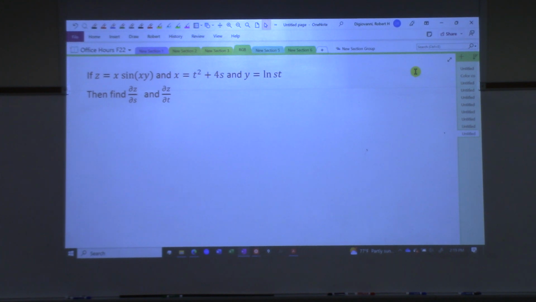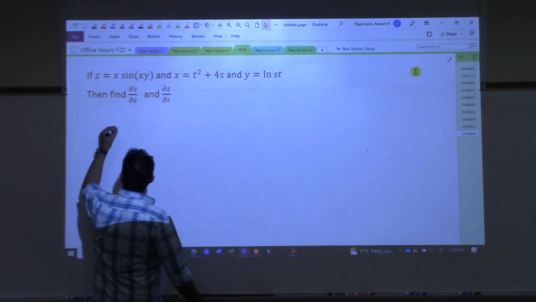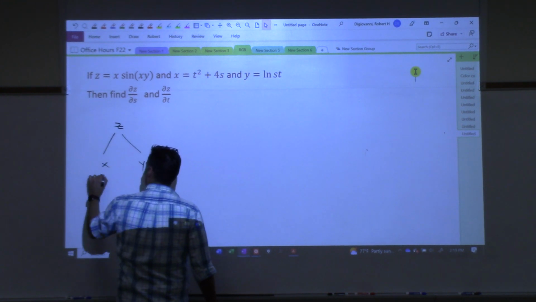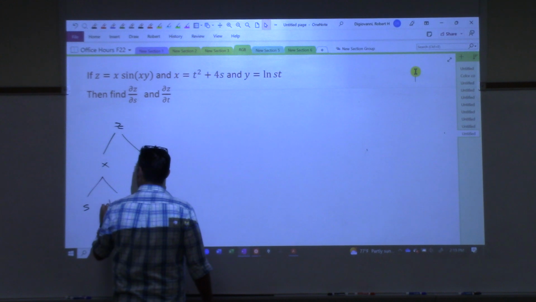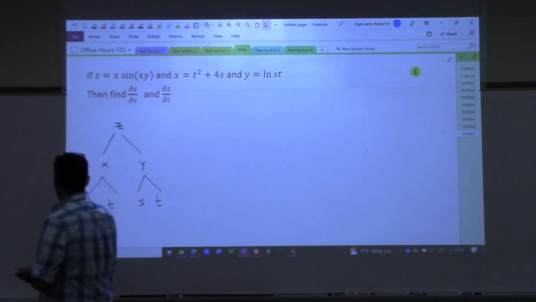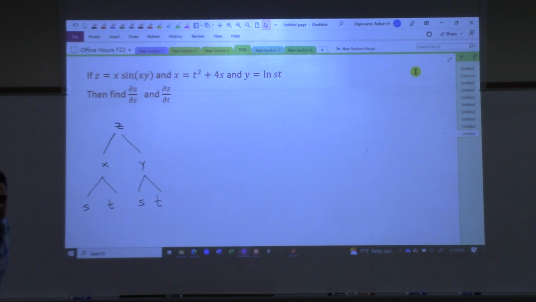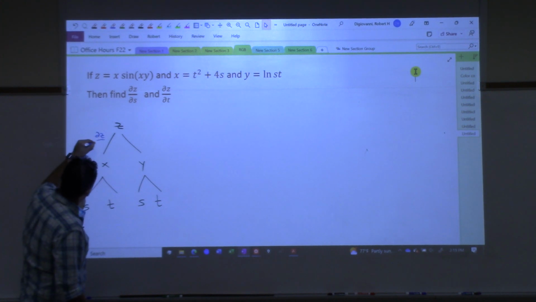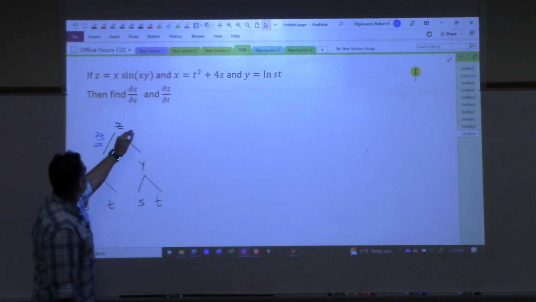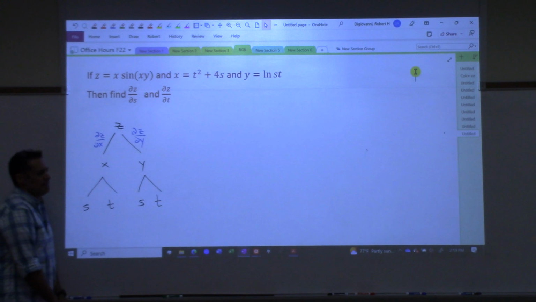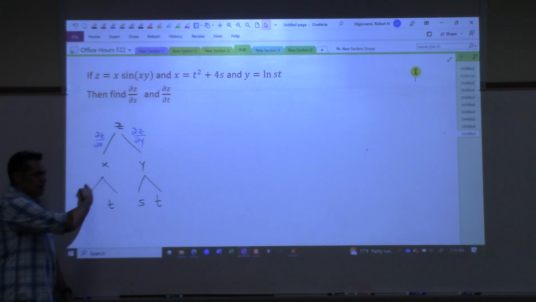All right, I'm going to start with a tree. Z depends on x and y. X and y both depend on s and t. Once I draw my tree, I'm going to start labeling the branches with the derivatives. So if I go down the left branch here, this has to be the partial of z with respect to x, and then the other side, the partial of z with respect to y.